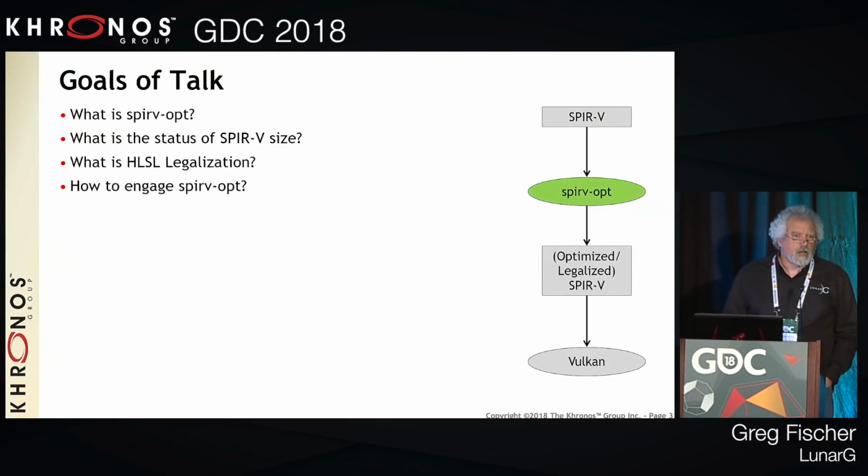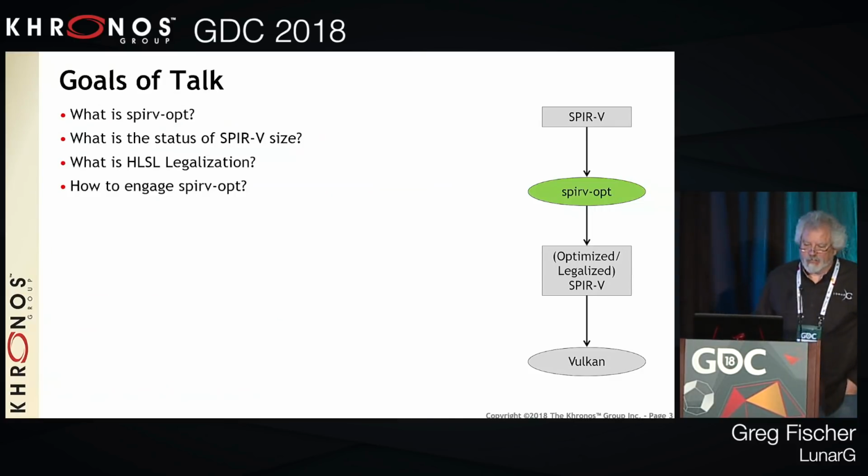So the goals of the talk are to answer the following questions. What is SPIR-V Opt? And what is the status of SPIR-V size these days? What is HLSL legalization, and why should Vulkan programmers with HLSL shaders be concerned about that? And finally, once you are concerned, how to use SPIR-V Opt to alleviate your concerns.